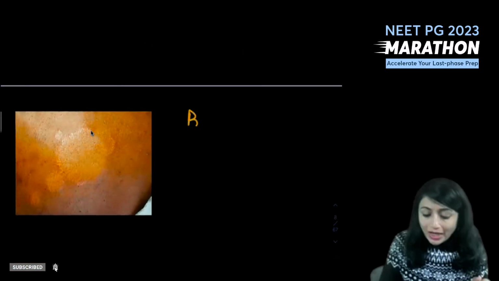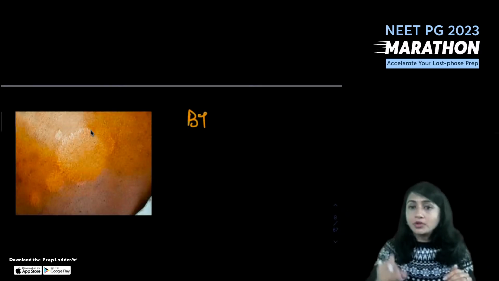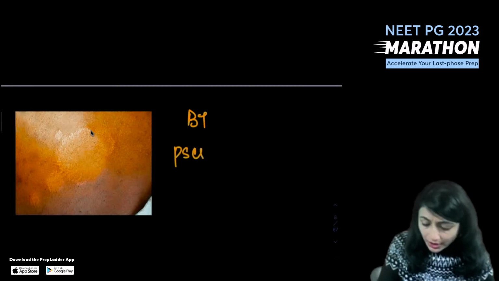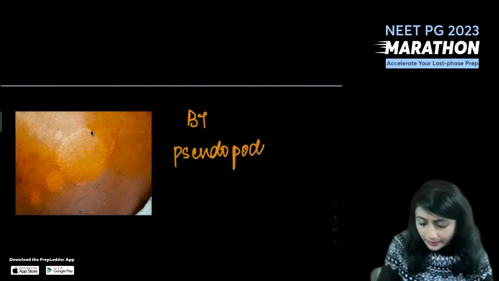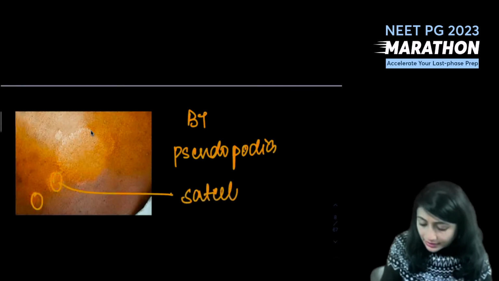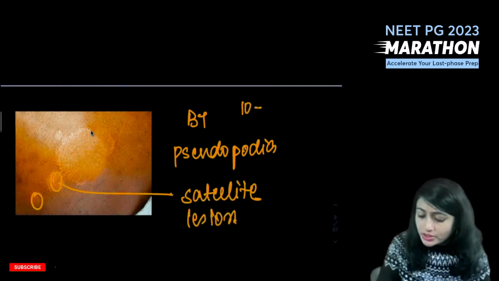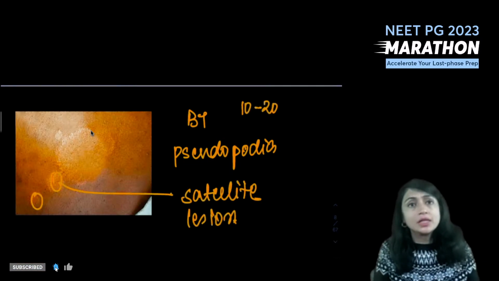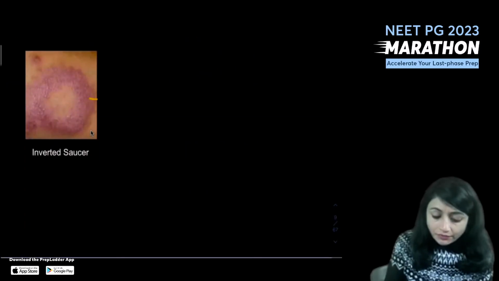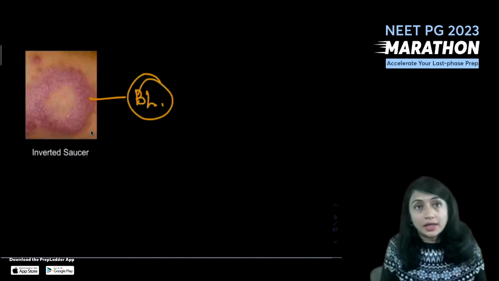BT, on the other hand, so as we move down the spectrum, my infection is trying to spread and my immunity is going down. So BT will have typical lesion which has pseudopodia and satellite lesions. So if you see satellite lesion in the question, please mark BT. The number of lesions can be anywhere between 10 to 20, usually asymmetrical. This is inverted saucer. So they ask you this. Inverted saucer is seen in BL Hansen.